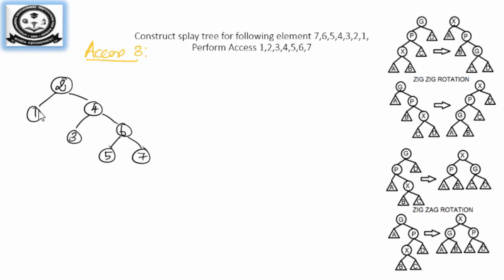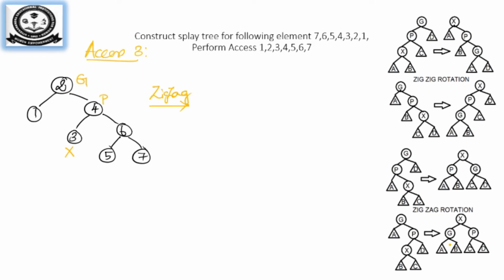So now we are going to perform access 3. The next element to be accessed is 3. So where is 3? 3 is over here. Who is the parent of 3? 4 is the parent of 3. Who is the grandparent of 3? 2 is the grandparent of 3. So now this is similar to XPG. You can see it's a zigzag rotation. So the entire tree will be rotated as zigzag.